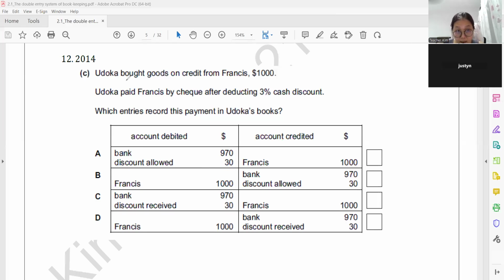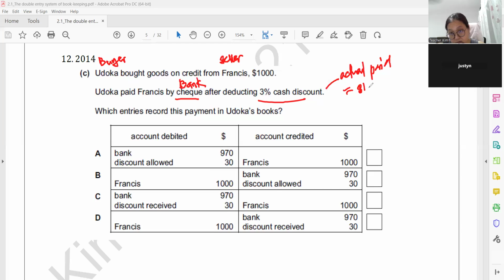Okay. Udoka bought goods. That means this is a buyer, from a seller. This is Francis, the seller. Udoka pays Francis by cheque. Paying by cheque means bank. After deducting 3%, how much is the actual payment? The actual payment will be 1,000 times 97%, because 3% is the cash discount.